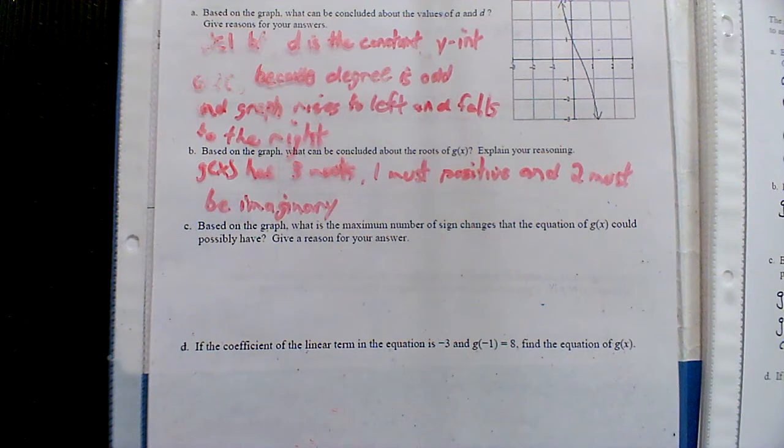For letter C now, it says, based on the graph, what is the maximum number of sign changes that the equation of g of x could possibly have? And give a reason for your answer. So this would be back probably to the beginning of last week, maybe the end of the week before, when you were dealing with this with Mrs. Bauer. So what is the maximum number of sign changes that the equation of g of x could possibly have? I'll give you a minute to look back if you're looking.